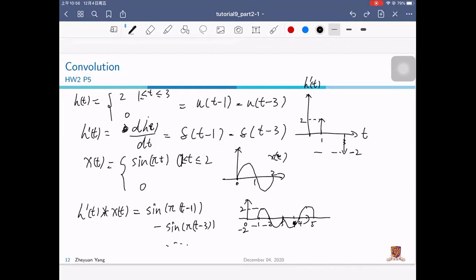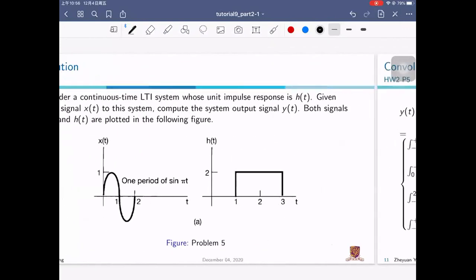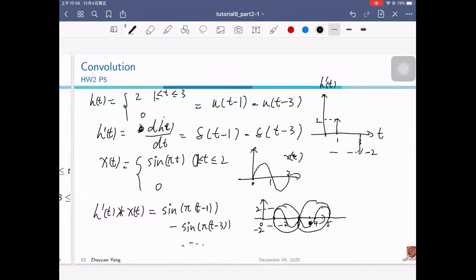And also we have two cases. The first case is the integral of a sine. The second case is the integral of a minus sine, okay? So finally we will have this. The integral of the sine is cosine. The integral of minus sine is minus cosine. So it matches our answer.